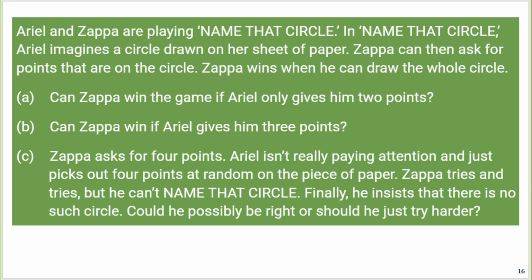Well, actually, the nature of this question is asking you how many points can actually determine a circle, right? In question A, can 2 points determine a unique circle?